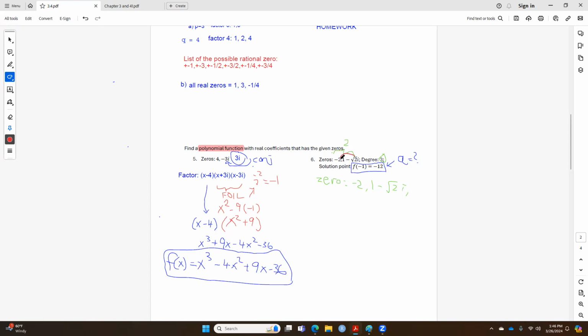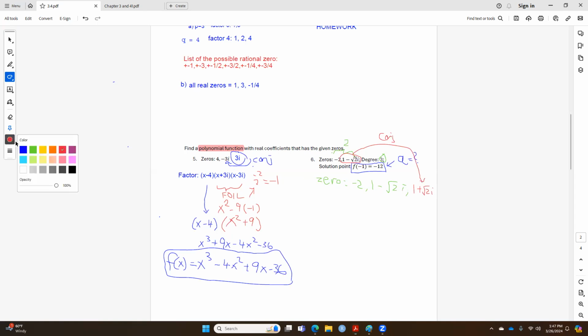We take this friend of yours and find the conjugate of it. So the conjugate in this case is 1 plus √2i. Do we need to find the conjugate of -2? No, because only the root or the i can have conjugates, not the nice numbers or rational numbers.